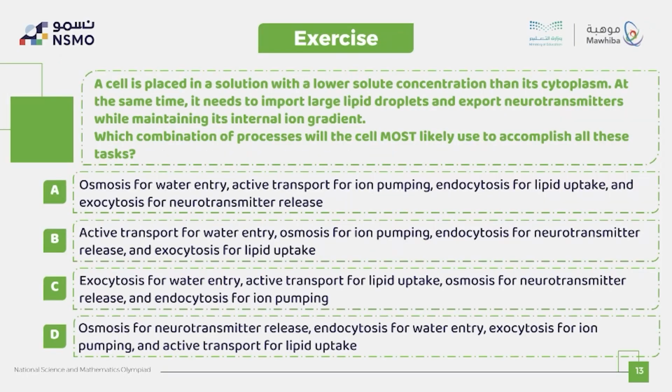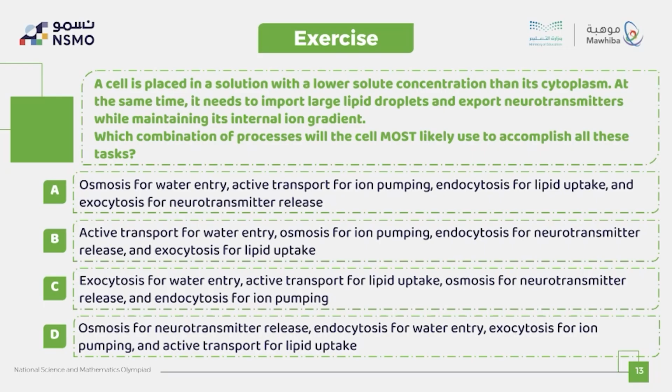Let's have an exercise. A cell is placed in a solution with a lower solute concentration than its cytoplasm. At the same time, it needs to import large lipid droplets and export neurotransmitters while maintaining its internal ion gradient. Which combination of processes will the cell most likely use to accomplish all these tasks?